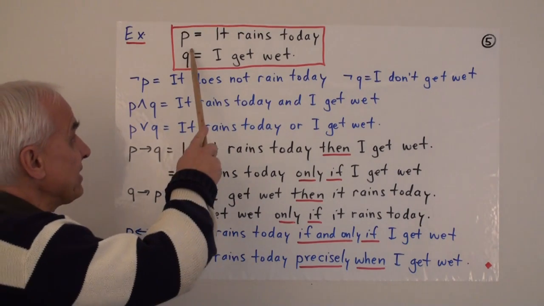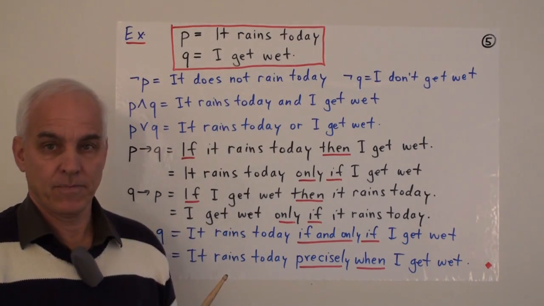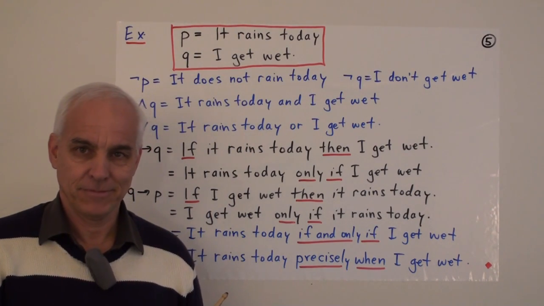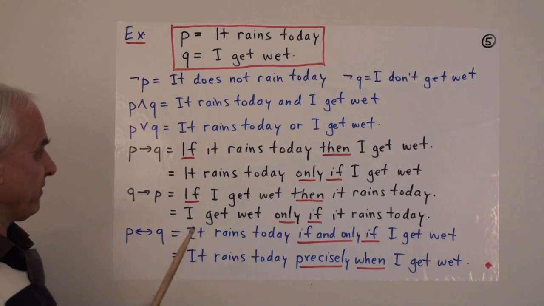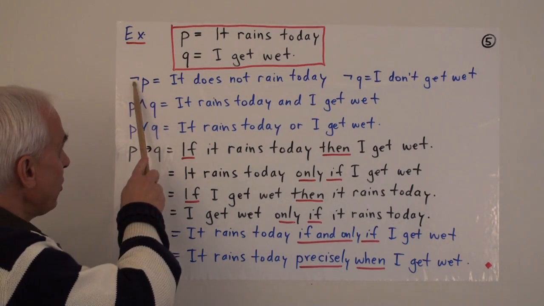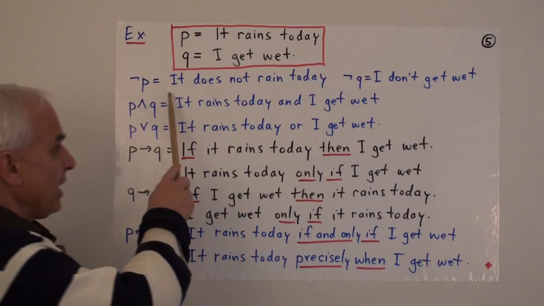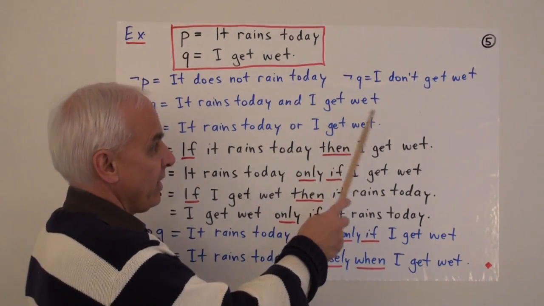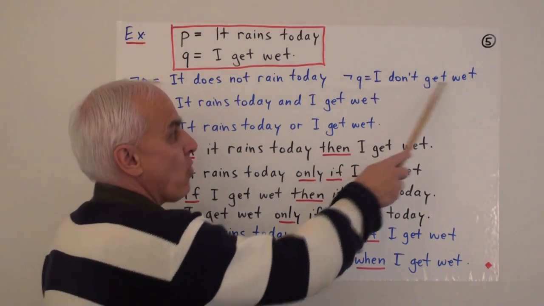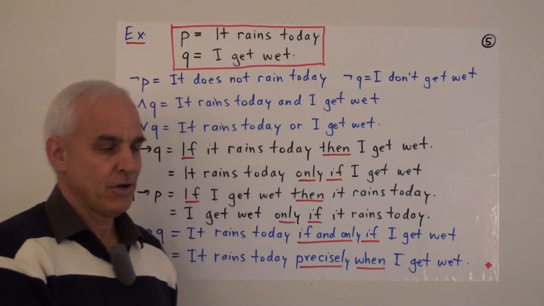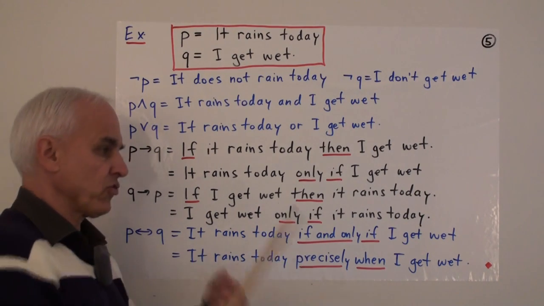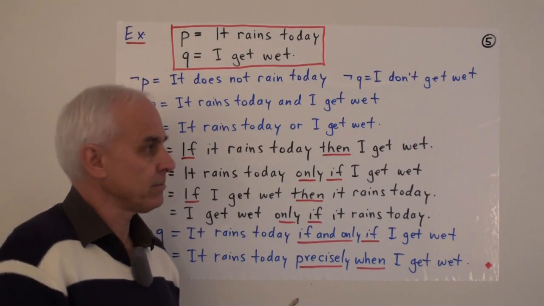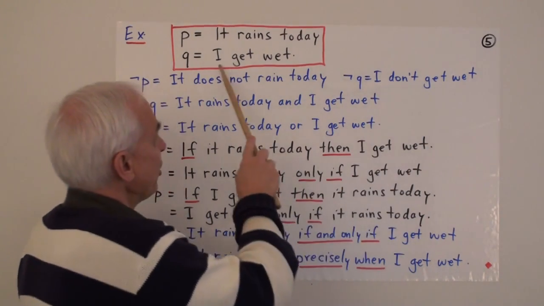So let's say P is the statement, it rains today. And Q is the statement, I get wet. Now let's think about combining them in these different ways. So the statement not P is the statement, it does not rain today. And the statement not Q is, in English, I don't get wet. Okay, we could also say, it's not true that I get wet. But the meaning is the same as I don't get wet. So this is the negation of this statement.